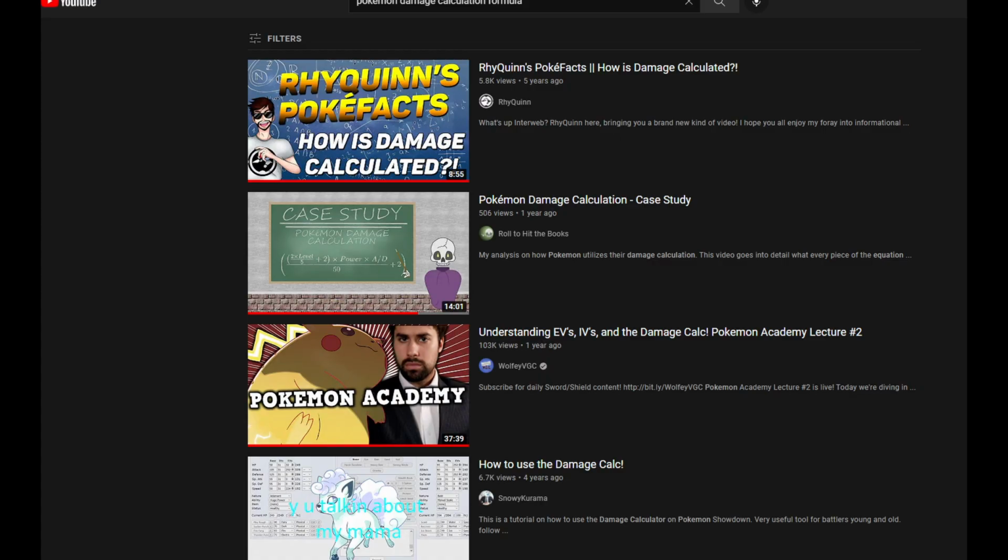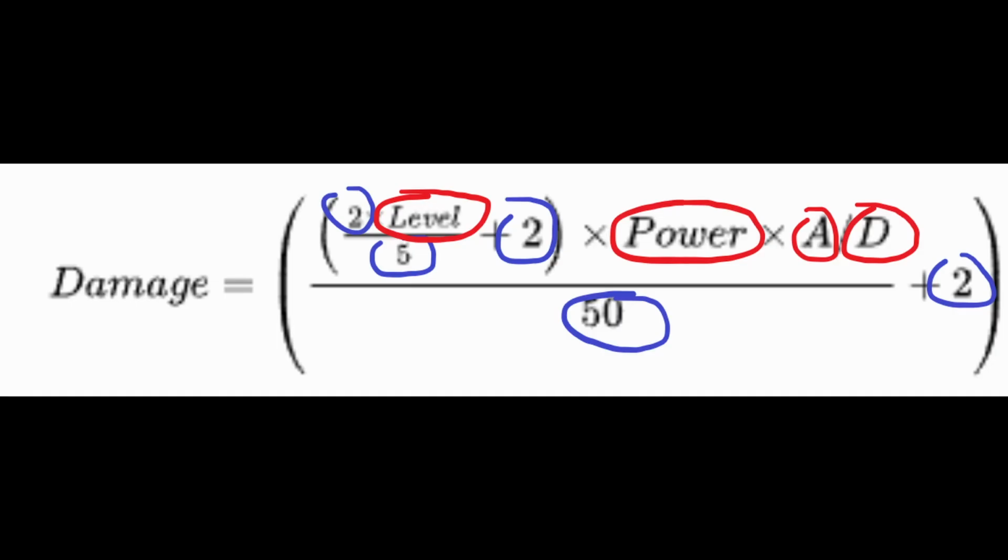When most people talk about the formula, they talk about how to get the number. But I'm not here to just plug in some numbers and call it a day. I'm going to take an extra step and explain why Game Freak chose these specific numbers, and this specific formula.